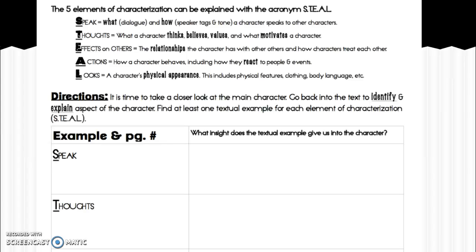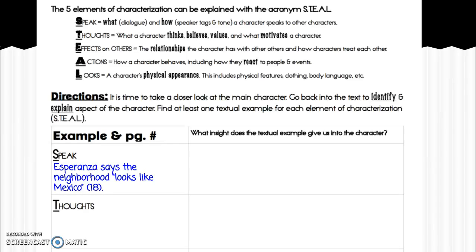So looking back into The House on Mango Street, Esperanza says in the chapter of laughter something that caught my eye that shows me that she's a very observant kind of character. This is what she says. Esperanza says the neighborhood looks like Mexico. This shows me that she's really thinking and she's observing her surroundings.